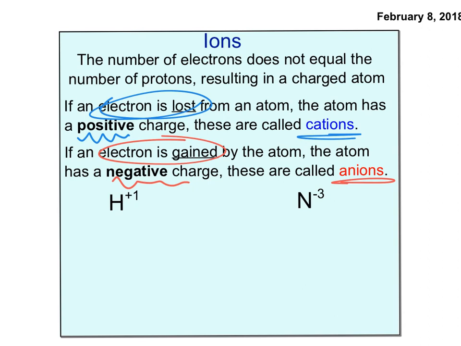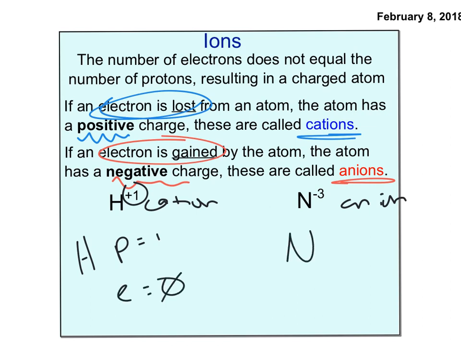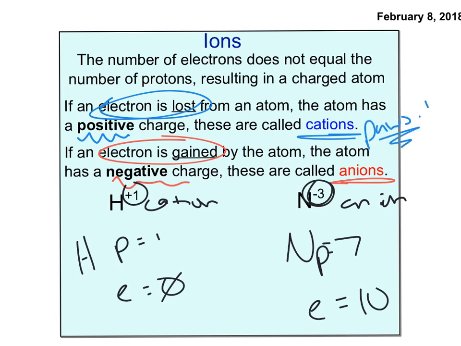So for example, this would be your cation, and this would be your anion. How this works is hydrogen generally has one proton, so if it has a +1 charge, then it would have 0 electrons. Nitrogen generally has 7 protons, but with a -3 charge, that means it has 3 extra electrons, so it has 10. One way you can always remember this is cations are positive.